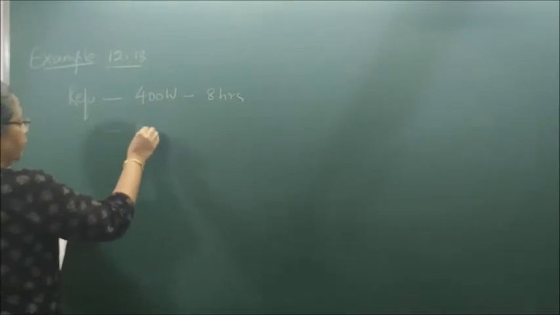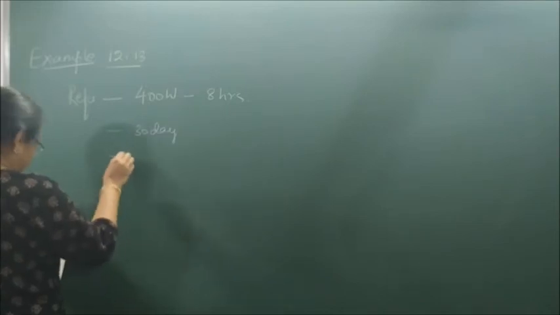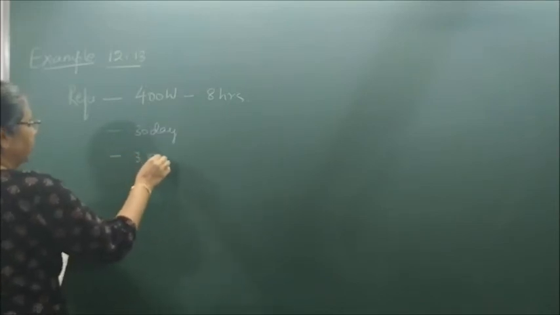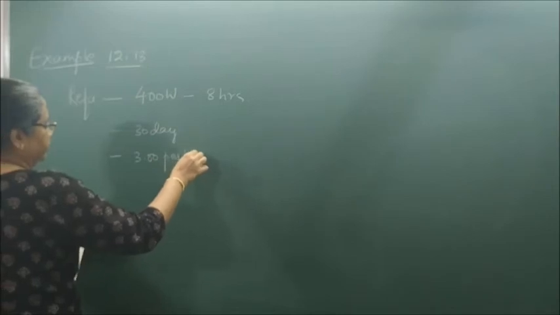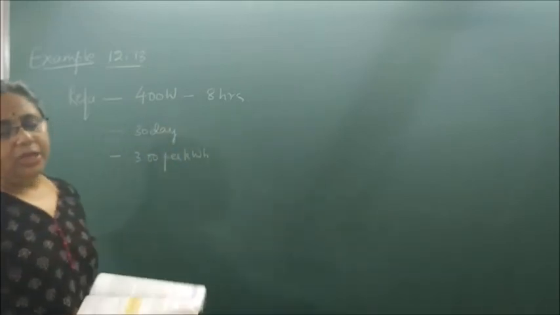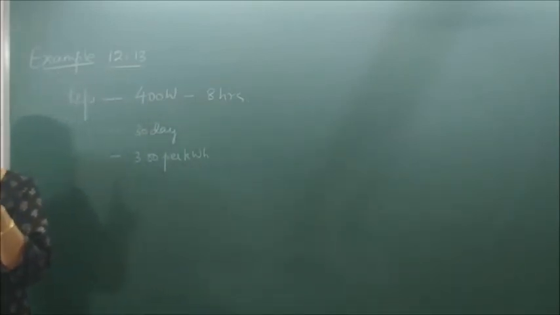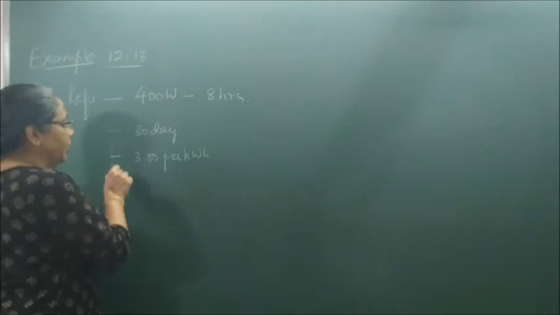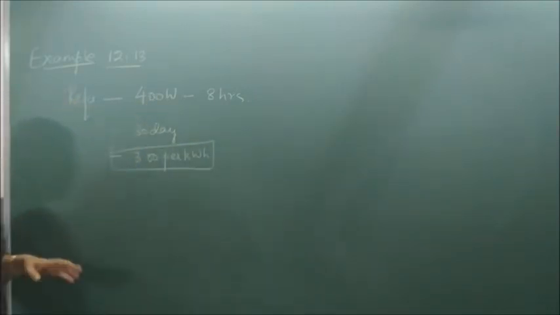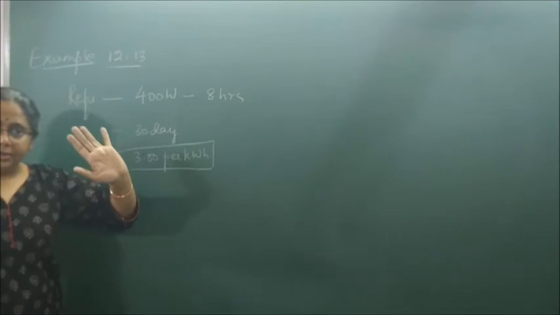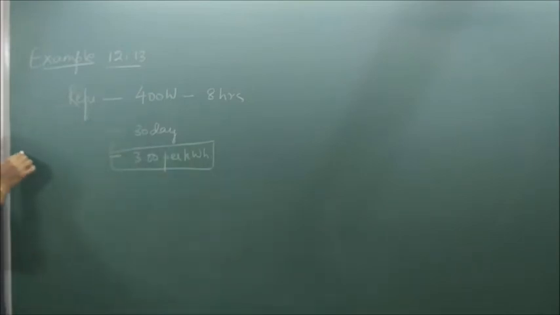So you have to operate it for how many days? 30 days. And what is the cost? It is 3 rupees per kilowatt hour. So energy is generally, I told you, 1 kilowatt hour is equal to 1 unit. So now I need to convert my watt into what? Kilowatt. And hours will remain as it is. So now, again I will write formulas of power. P is equal to VI, P is equal to E by T, P is equal to I square R, and P is equal to V square by R.